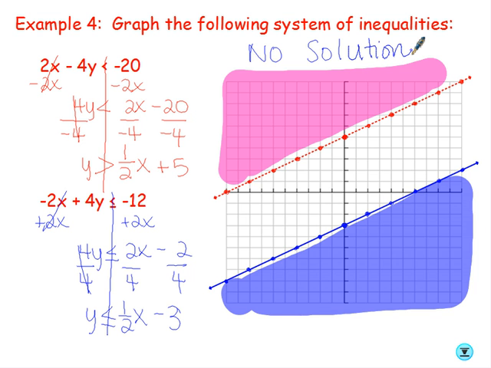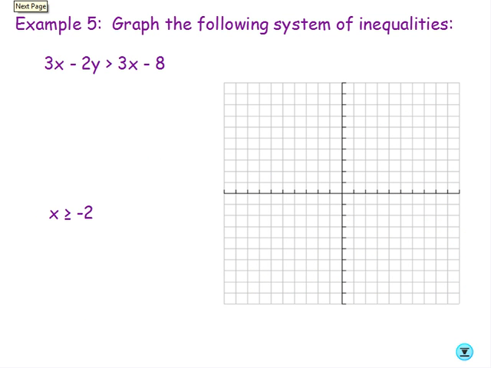Last example to look at. Why don't you pause the video, try this one on your own, and then pick it back up. Okay, let's see how you did. We need to get y by itself. Going back to red. We need to move 3x. I'm going to subtract 3x, subtract 3x. Those cancel. I have negative 2y is greater than 3x, take away 3x. That is 0.